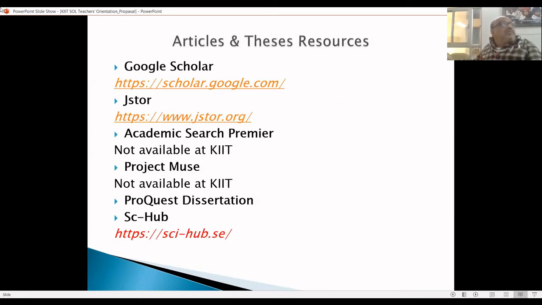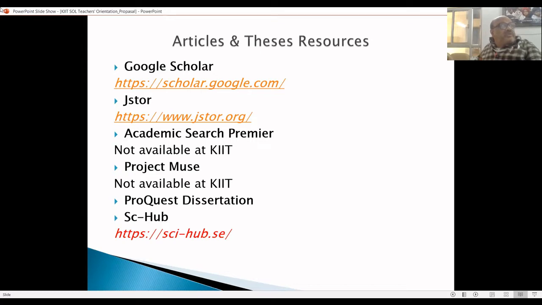These are Google Scholar. I have given the web address. Just to say, Academic Search Premier, this is not available. This is EBSCOhost. This is not available at KIIT, and I think it should have this. We should be praising KIIT Central Library to have this. This is a European database. Very good, very good. Project Muse is an American research database for literature. Very good. KIIT used to have it, as I was told, but KIIT is no longer subscribing to it.